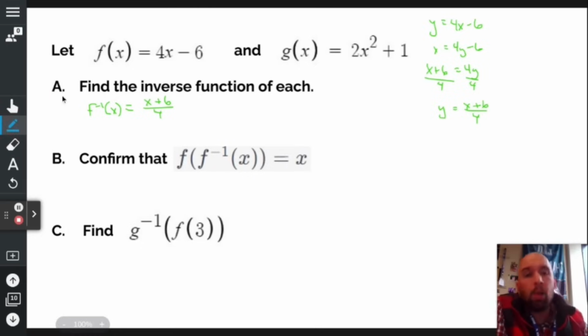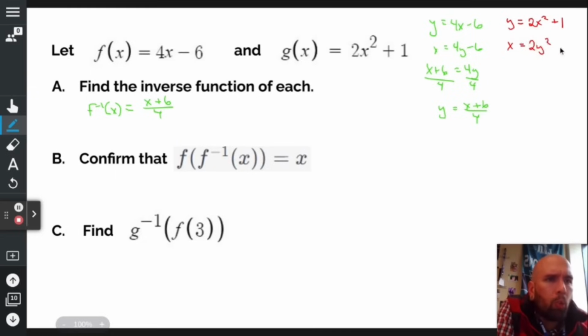The next guy, not as pleasant, but we saw one very similar to the very beginning. In fact, it looks like it's the same thing. I can't imagine me doing that, but maybe I did. We've got y equals 2x squared plus 1. Swap the x and the y. So x equals 2y squared plus 1. Subtract 1, subtract 1. So x minus 1 equals 2y squared. Divide everything by 2, divide everything by 2. So I have x minus 1 over 2 is going to equal y squared.